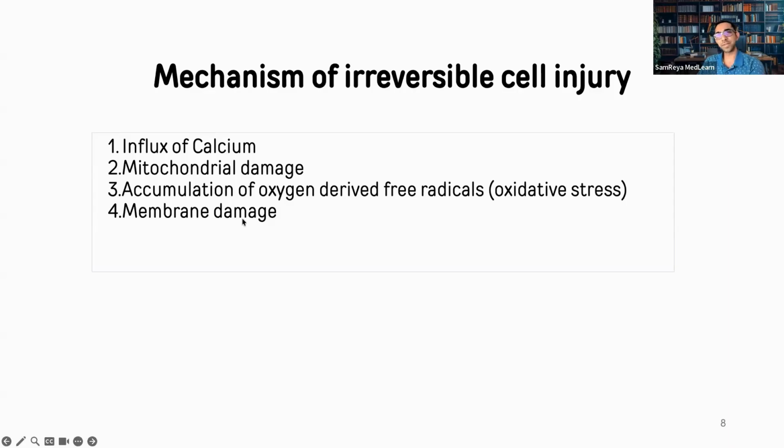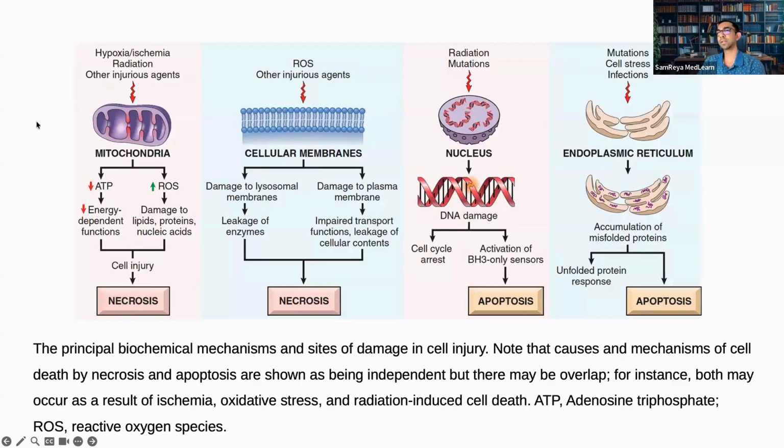Then what is it, right? What is the point of no return? What is the clear cut difference in reversible versus irreversible? So we'll talk about all of that. Okay, so let's look at another picture that I have screenshotted from your Robbins textbook. Let's look at all of these four different pathways, or you can say different mechanisms, that lead to irreversible cell injury.